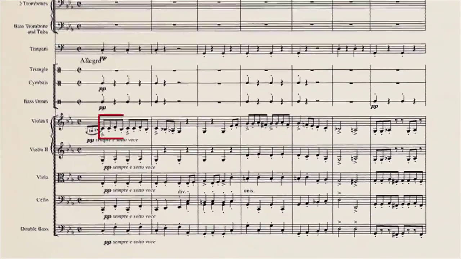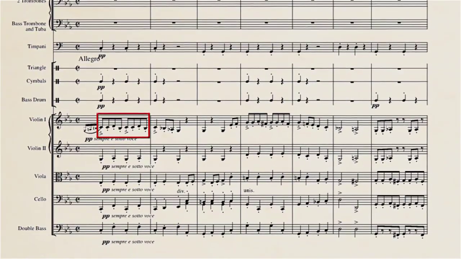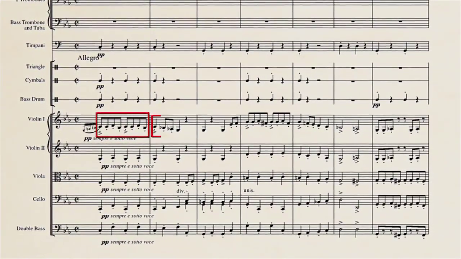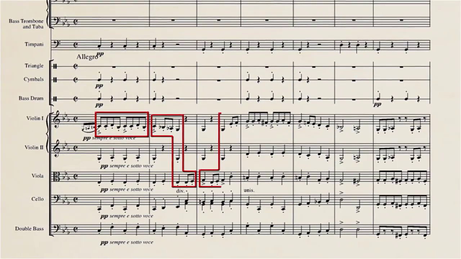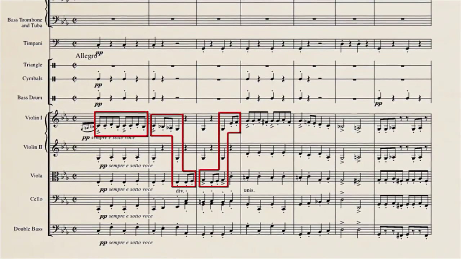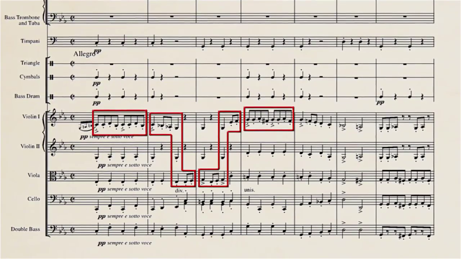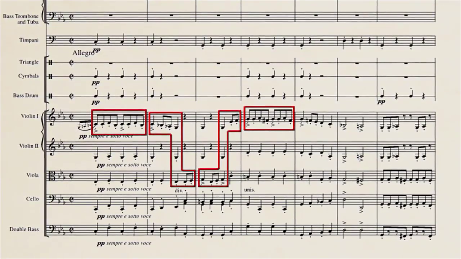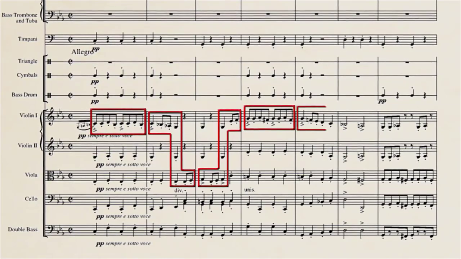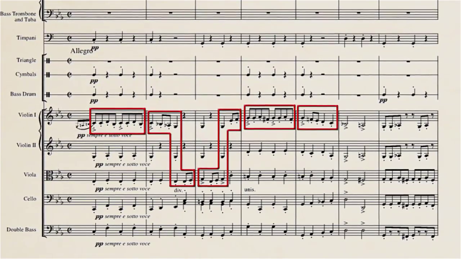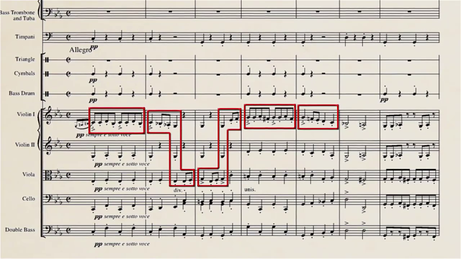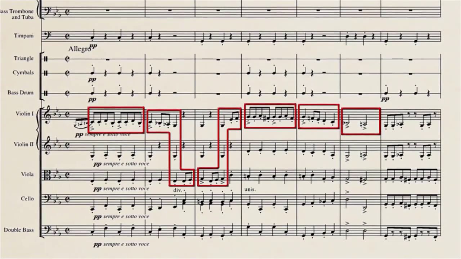of note values. In the first bar, there are 8 eighth notes. Then in bar 2 and 3, there's a pattern of a quarter note, 2 eighth notes, a quarter note, 2 eighth notes. In the fourth bar, again we have 8 eighth notes. In the fifth bar, we have a quarter, 2 eighths, and 2 quarters. And in the sixth bar, we have 2 half notes.